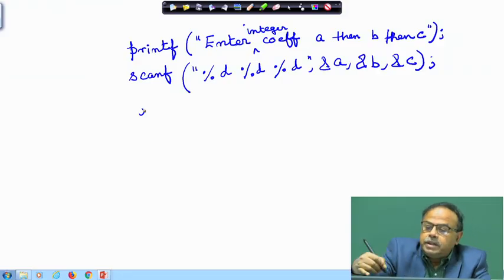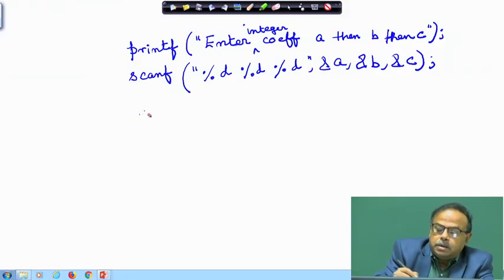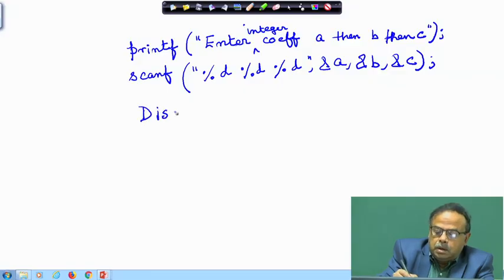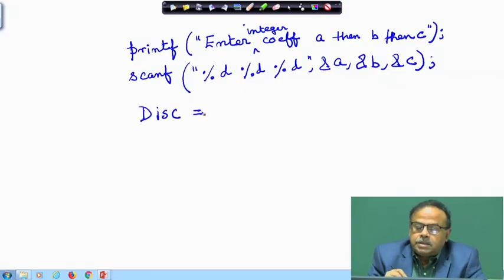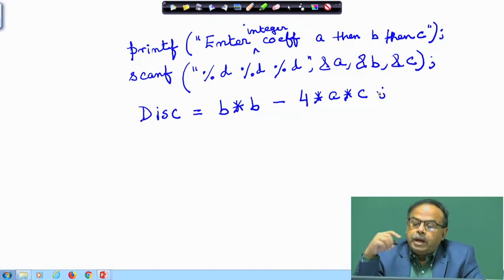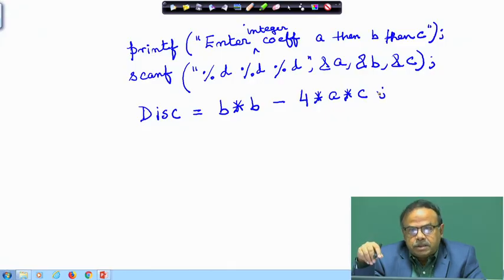So, what should I do? First, let me compute the discriminant. All right. I have got B, A and C. So, I do discriminant assigned B square minus 4 AC. So, B times B minus 4 times A times C. So, this is an arithmetic expression. I get discriminant.